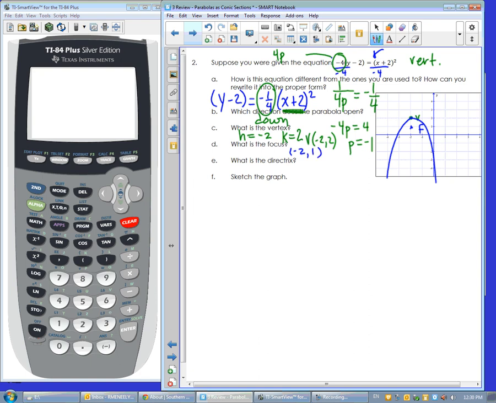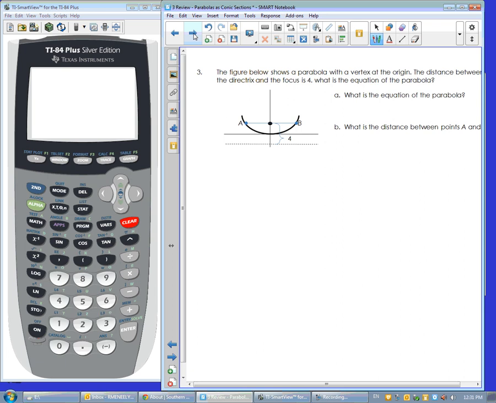The directrix then has to be on the other side of my vertex. And remember, your directrix is going to sort of be of the same form as your equation. So if it's a y equals equation, your directrix is going to be y equals. And if I look at my graph, I can see very clearly that y has to be 3. And we already sketched the graph. So I suggest doing the sketch as a first step rather than the last step.